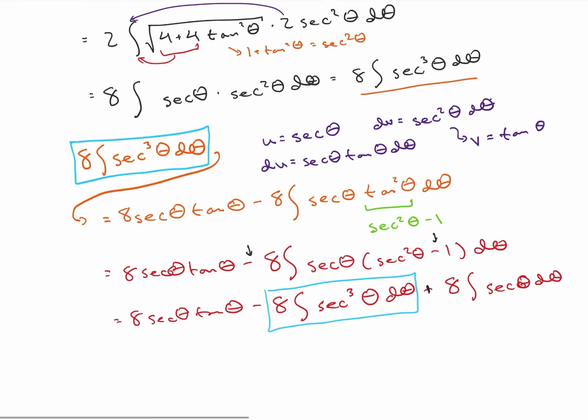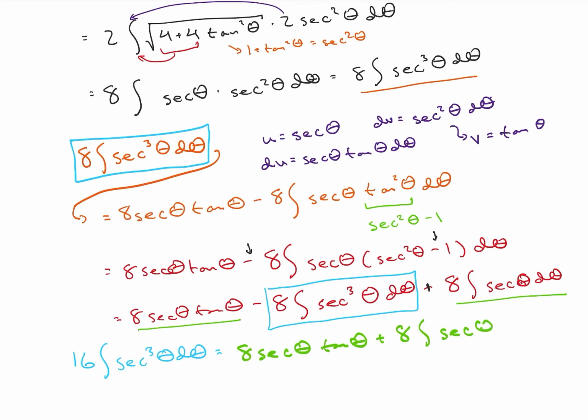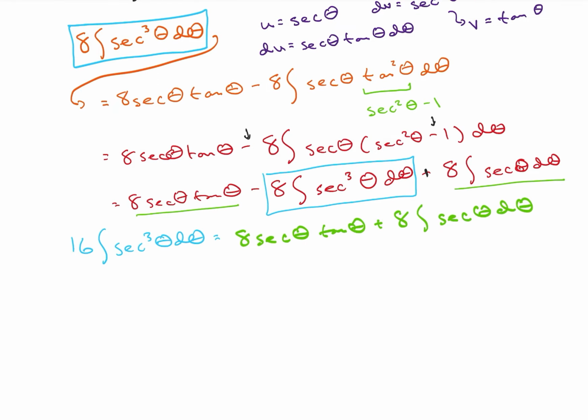And we now can see that we're going to get 16 times the integral of secant cubed theta d theta is equal to, now I'm going to take these two guys, 8 secant theta tangent theta plus 8 integral of secant theta d theta. Okay. And most of us don't have the integral of secant theta just memorized. But there's a little bit of a trick we can use.